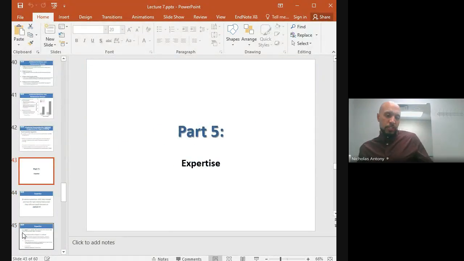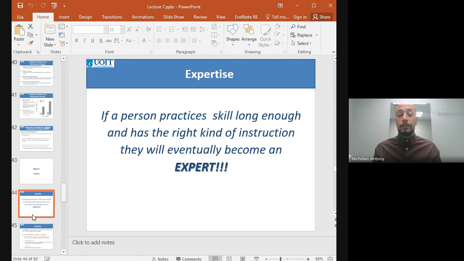So the next part, we're going to quickly talk about expertise. Becoming an expert in a motor skill is related to all of the different sides that we've talked about thus far in this class. Remember this saying, practice doesn't make perfect. Perfect practice makes perfect. And perfect practice is what's required to get to a stage of expertise.